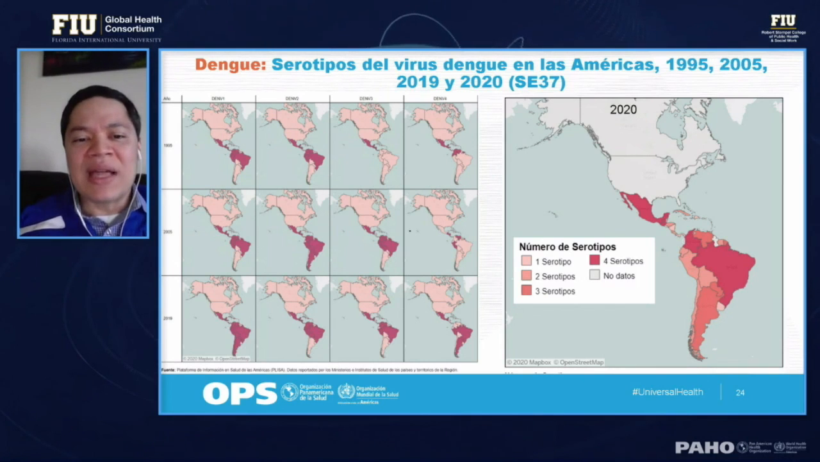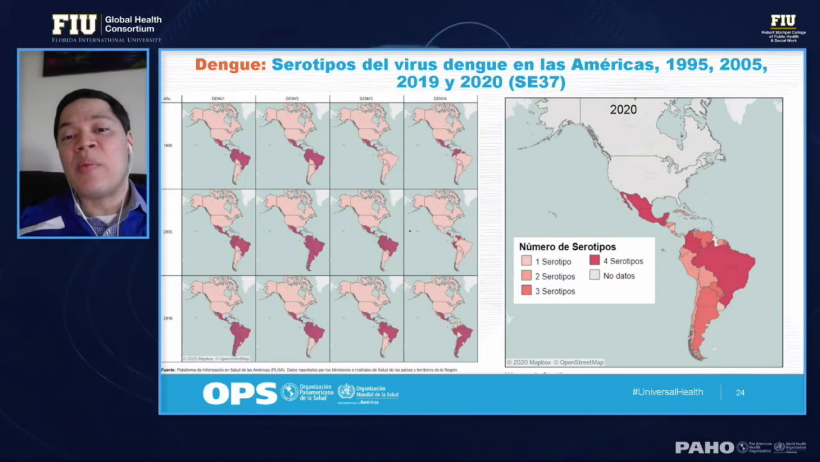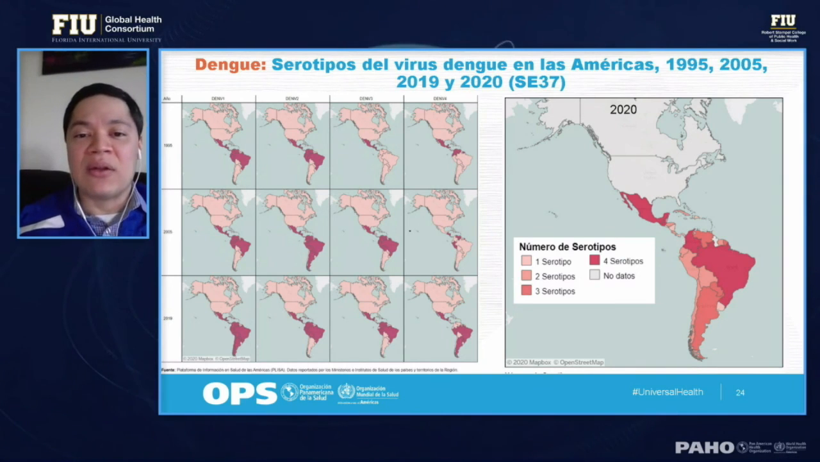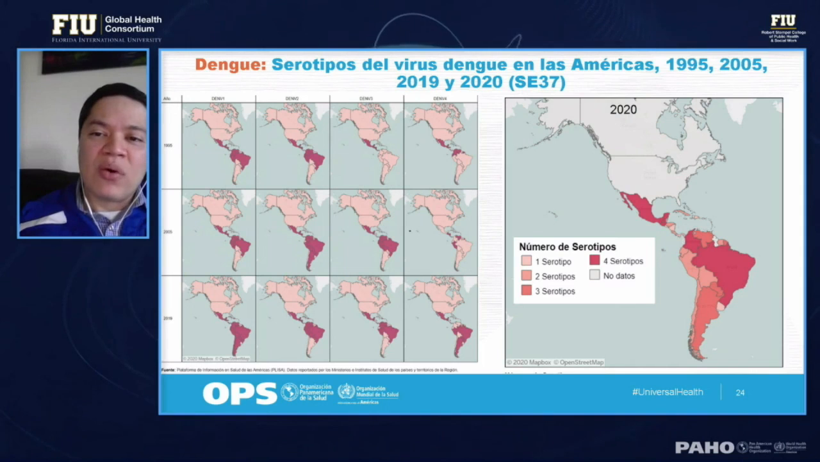Dengue 1 and dengue 2 have been serotypes that have been quite frequent in the Americas. Nonetheless, serotypes 3 and 4 that began with presence in only a few countries, we can see how as time went by, the presence has been increasing in the countries of the Americas.